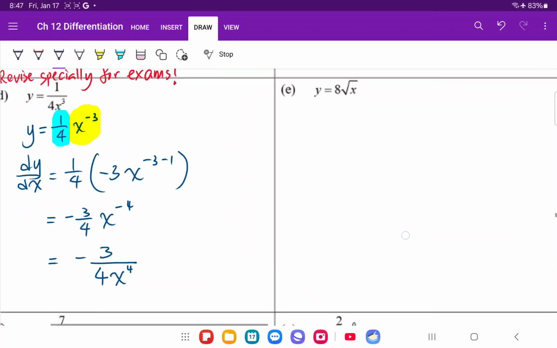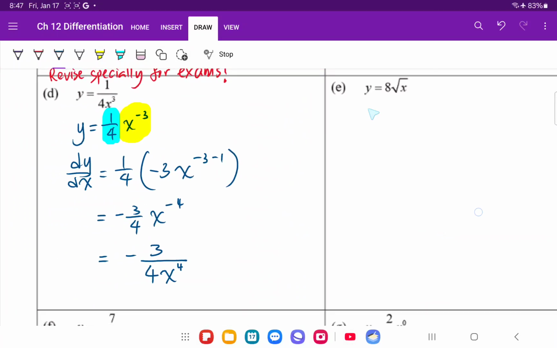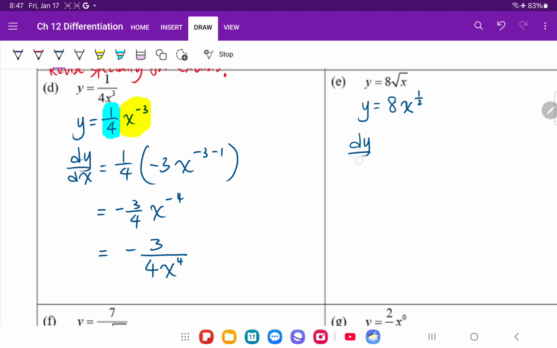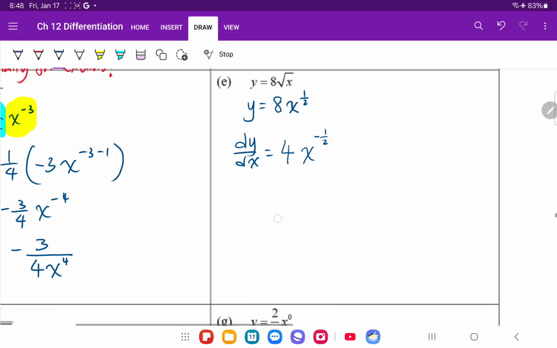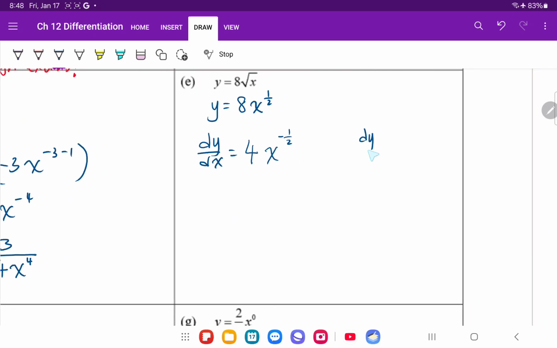Let's go to part E. This question, you need to write it as 8 times square root x, and square root x is the same as x power half. Now let's begin differentiation. Can you go a bit faster? Power comes down. So what is half times 8? That's 4. Power reduced by 1. What is half subtract 1? Negative half. If you can't see it so fast, this is the full working.